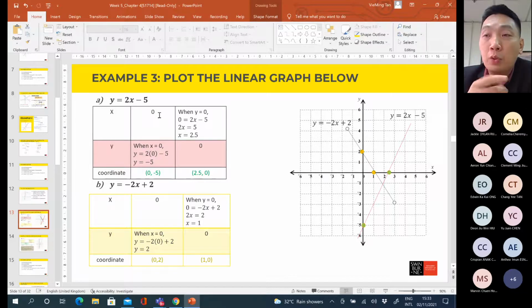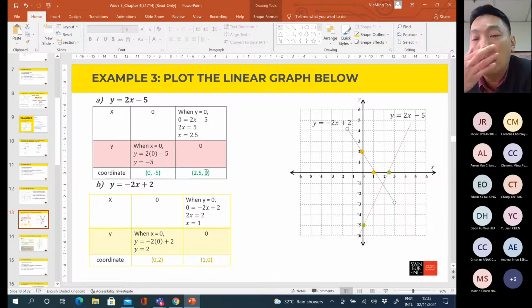If you simply just choose 2 points, sometimes your line will be very short. The reason I choose this is because I know that this point will pass through the y-axis, and this point will pass through the x-axis. But if you choose other points, also okay, also acceptable.